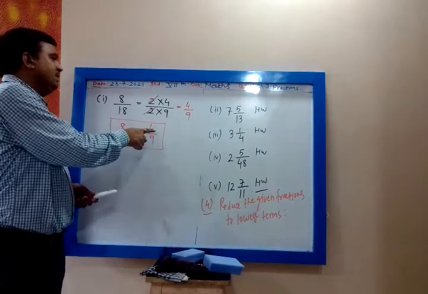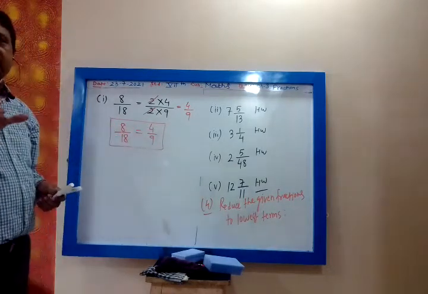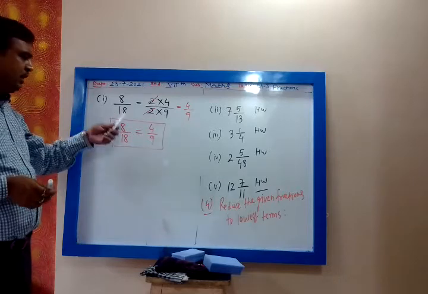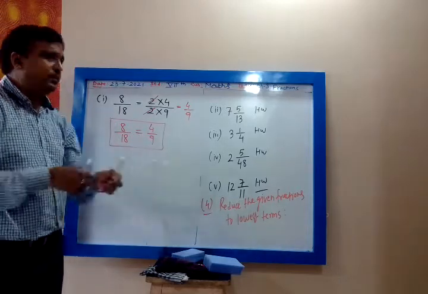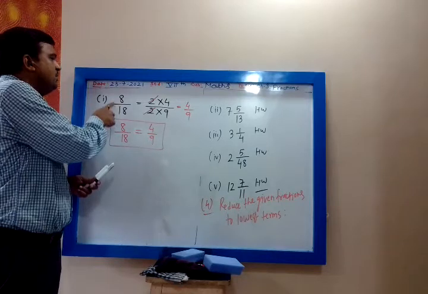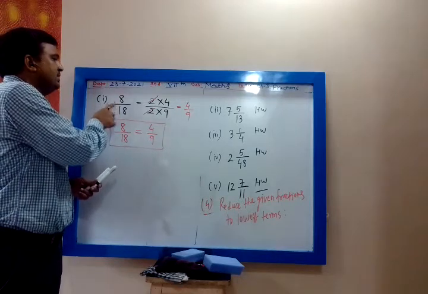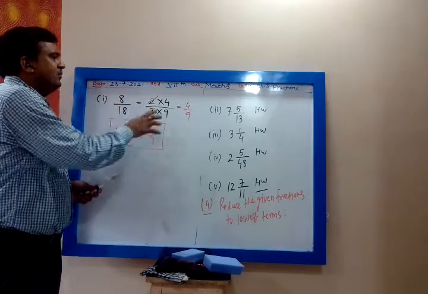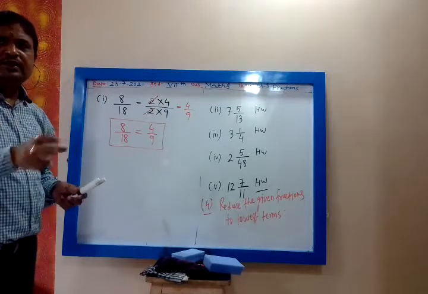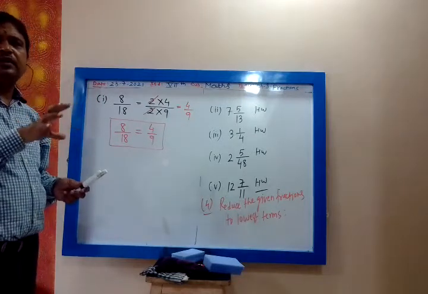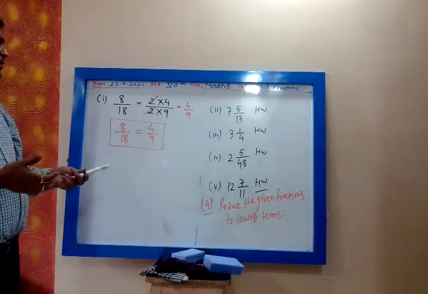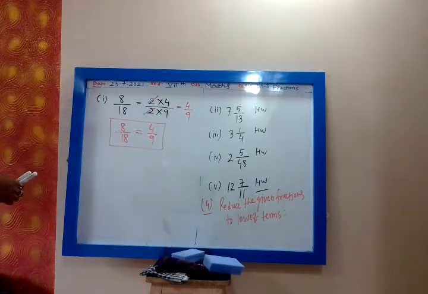Lowest term means you have to write the given fraction in its lowest term, by cancelling the common factor of numerator and denominator. 2 gets cancelled. What is left? 4 upon 9. Now is there anything common in 4 upon 9? No. So this is the lowest term.